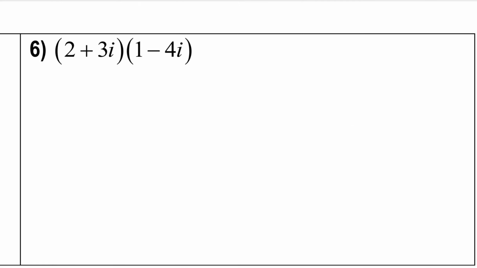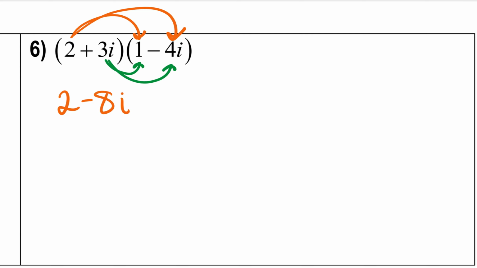This one is a little bit different. Just like with normal binomials, you want to distribute or FOIL, whatever term you've been taught. So I do the first, 2 times 1, 2 times negative 4i, that gives me 2 minus 8i. And then you do the second one, 3i times 1 and times negative 4i. So 3i times 1 is just 3i. 3i times negative 4i is negative 12. And because I have 2 i's, an i and an i, it'd be i squared.